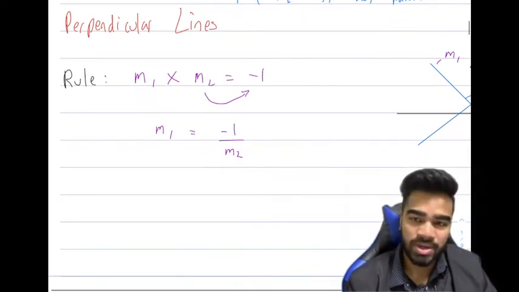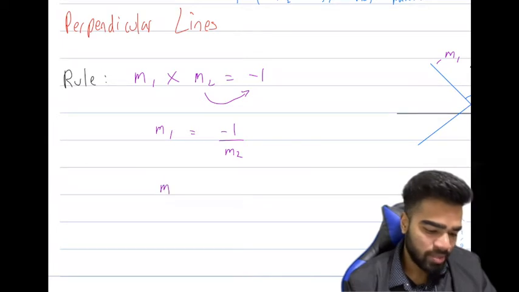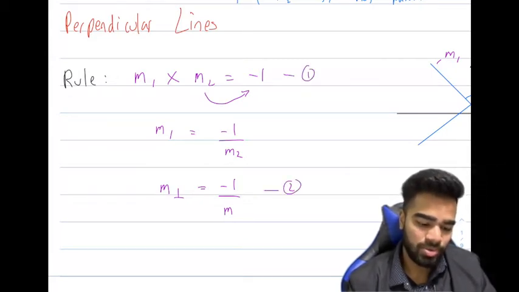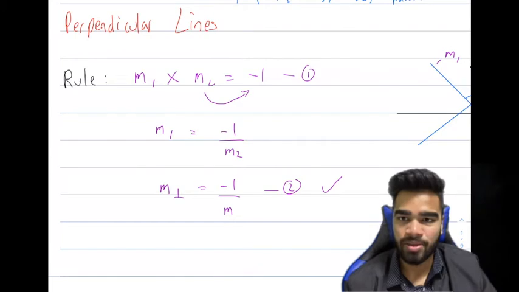So this is how we get our perpendicular gradients. We can say the perpendicular gradient of any graph is negative 1 over whatever your original gradient was. So this is equation number 2 and equation number 1. We'll probably be using 2 most of the time. I'm giving you both of them just so you have it.